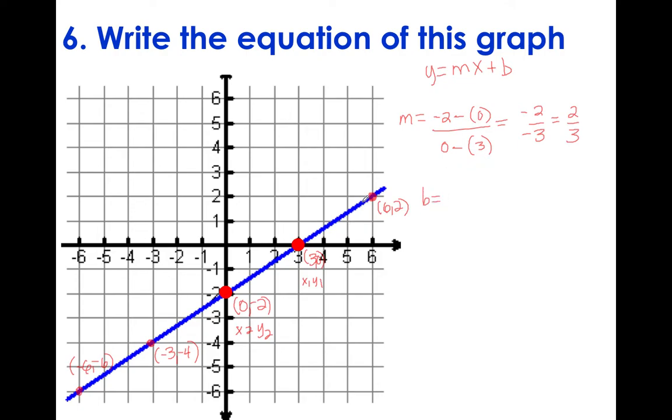Well, let's look to see if any of my points have a 0 in the x-coordinate. Well, this one has a 0 in the x-coordinate. That means that the y-coordinate is also my y-intercept. Or you can just look to see where it crosses the y-axis. Well, since this represents my y-axis, it crosses the y-axis at -2. So therefore, your answer comes out to be 2/3 x minus 2.